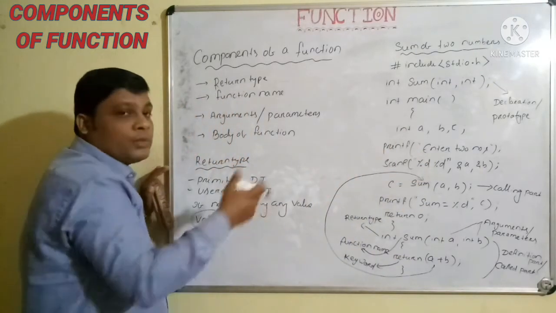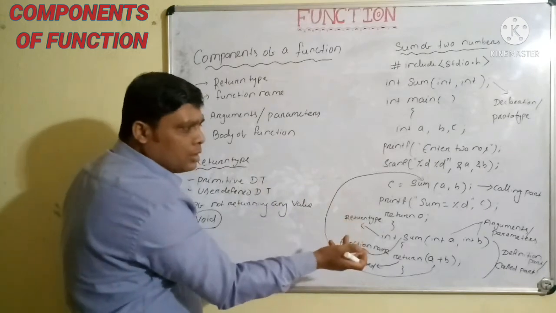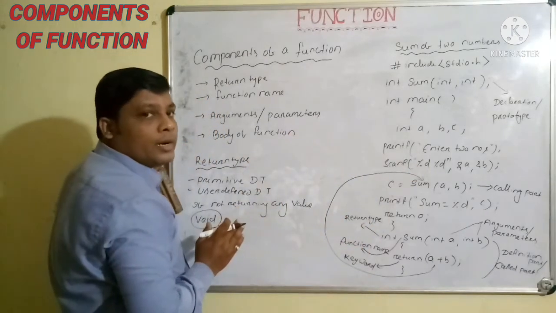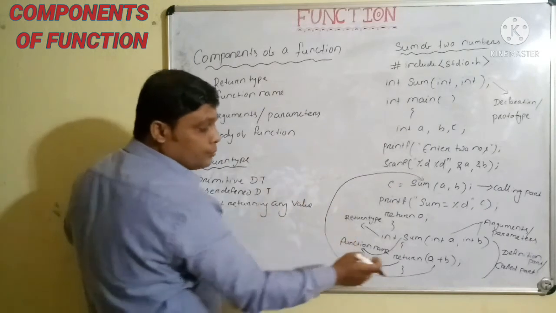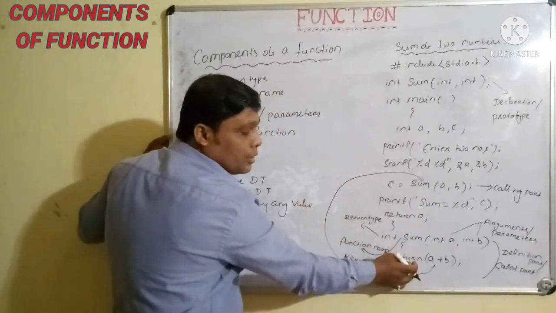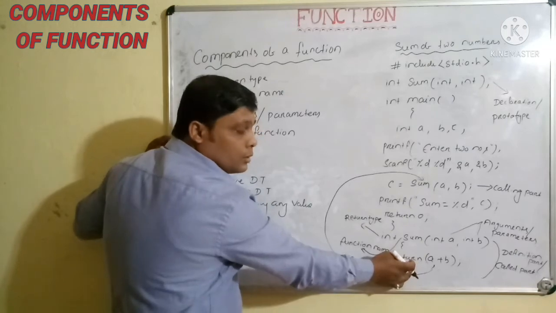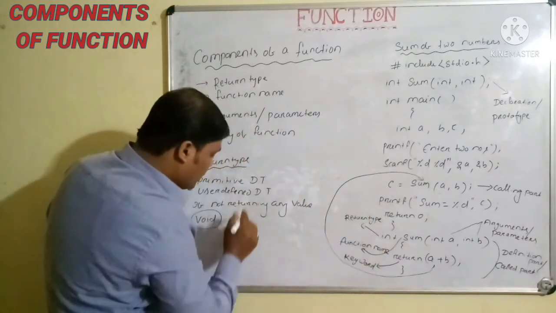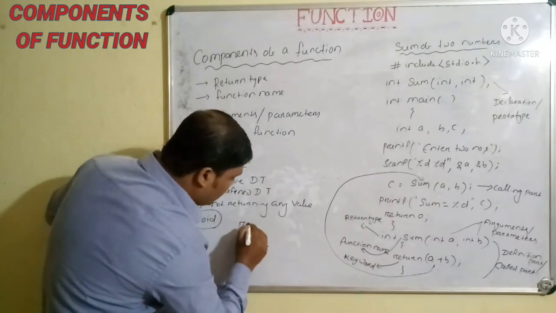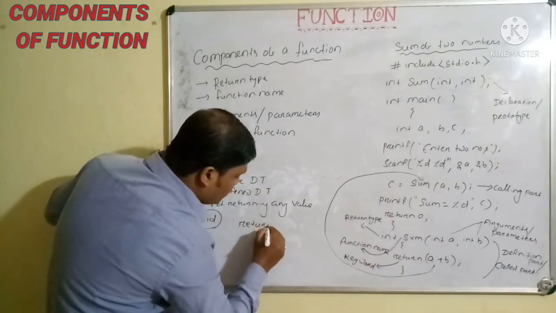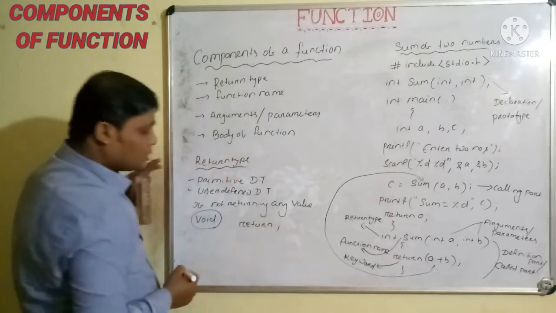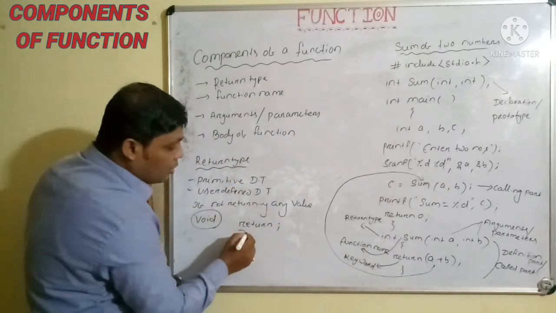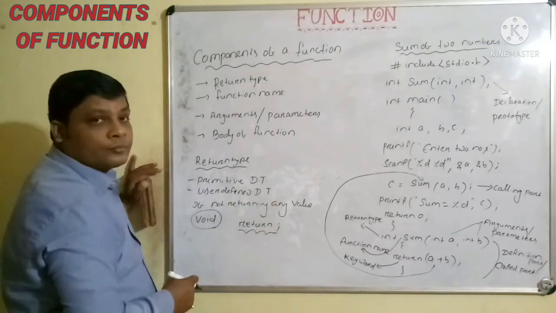A function always returns something. If it does not return a value, then at least the cursor will be returned to where it is called. When will it return? When the return keyword executes. If the return type is void, then we only have to write this keyword like this: return; with a semicolon. That means it is not returning anything.